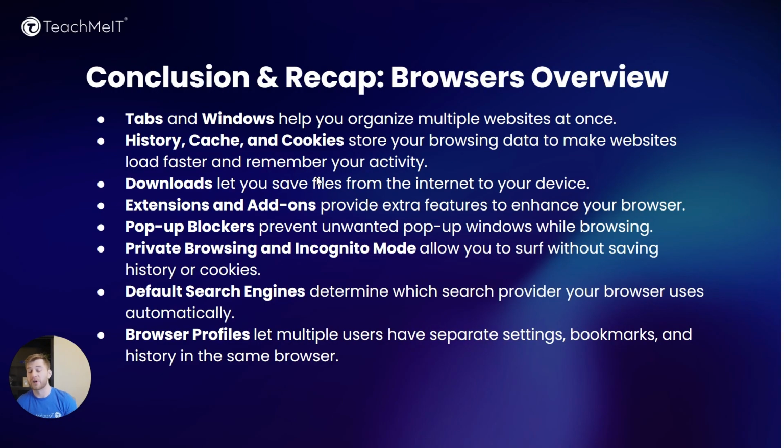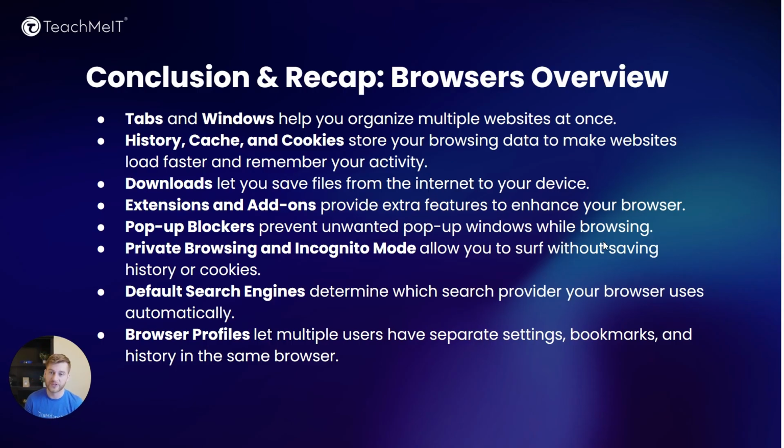So we've learned a lot about browsers here. Remember, tabs and windows help us organize multiple websites at once. Very, very good for organization. History, cache, and cookies automatically store your browsing data to make websites load faster, help you find your previous activity, and keep your preferences and logins saved and have you logged in. Downloads let you save files from the internet directly to whatever device you're using. Extensions and add-ons provide cool, unique, and extra features to enhance your general web browsing experience. Pop-up blockers prevent unwanted pop-up windows while browsing.